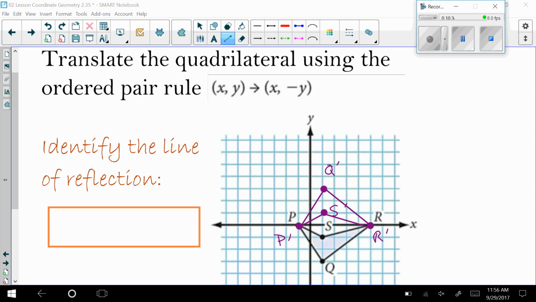Applying the rule, (x, y) becomes (x, -y). Point P stays the same, so P is the same as P prime. S becomes S prime, so point (1, -1) becomes point (1, 1). Q becomes Q prime, so point (1, -3) becomes point (1, 3). And R stays the same, so R is the same as R prime. In this exercise, we were to identify the line of reflection, and that is the x-axis.